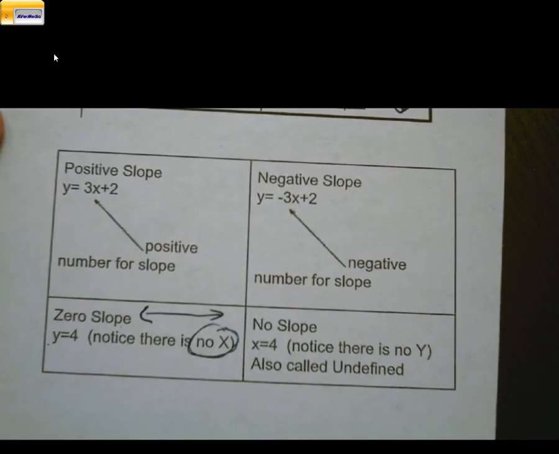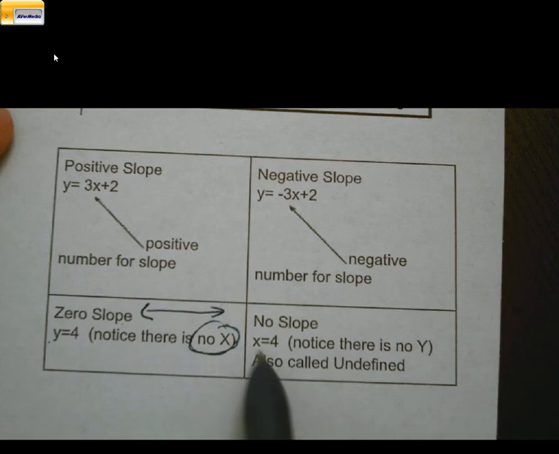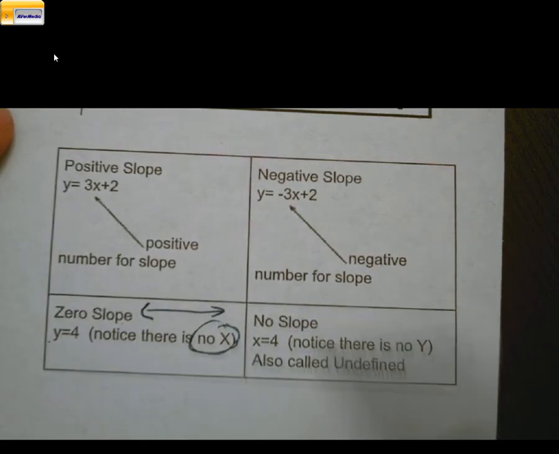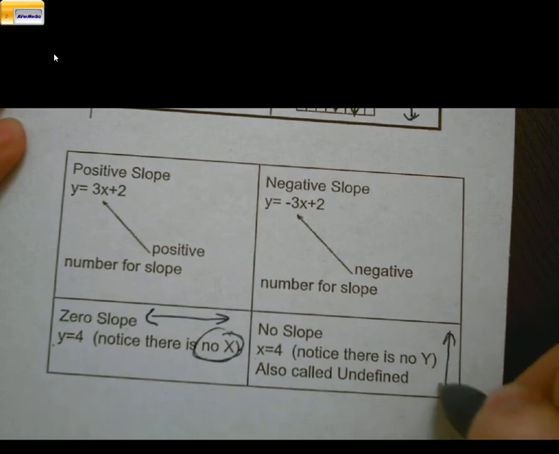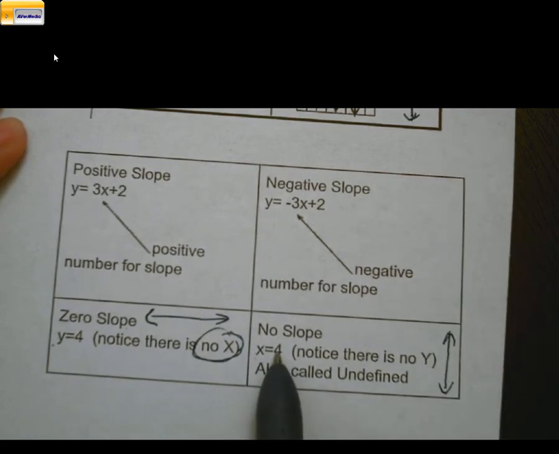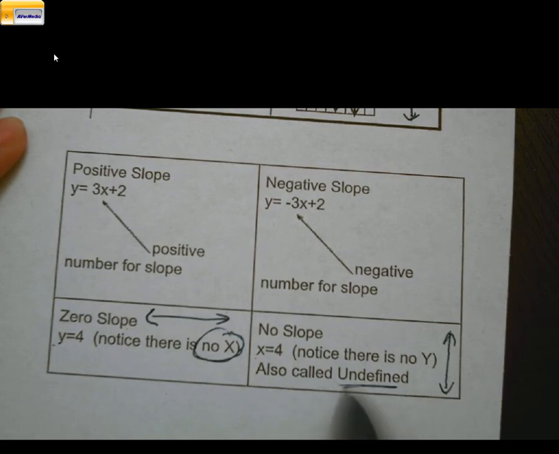For no slope at all, you'll notice that it's kind of weird in this case. There's no y. It just says x equals 4. This is my line that goes straight up and down at whatever the x value is. This is also called undefined.